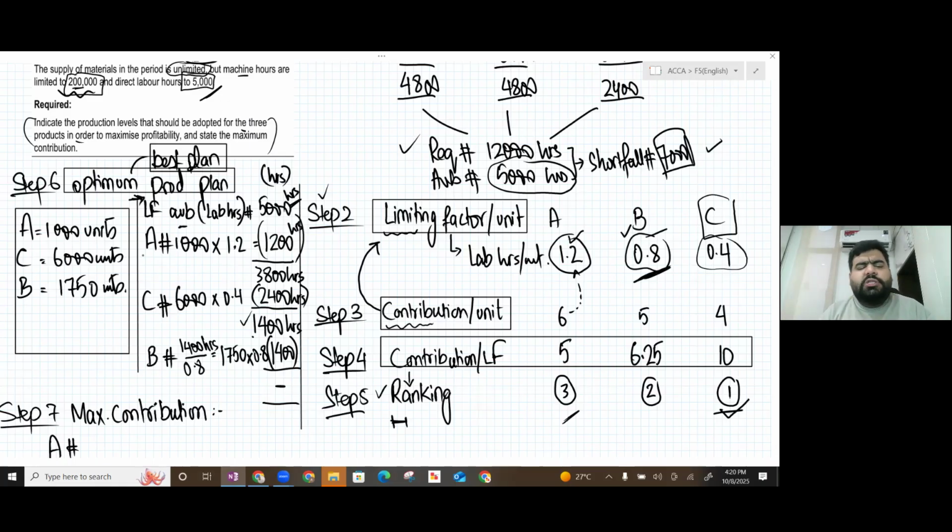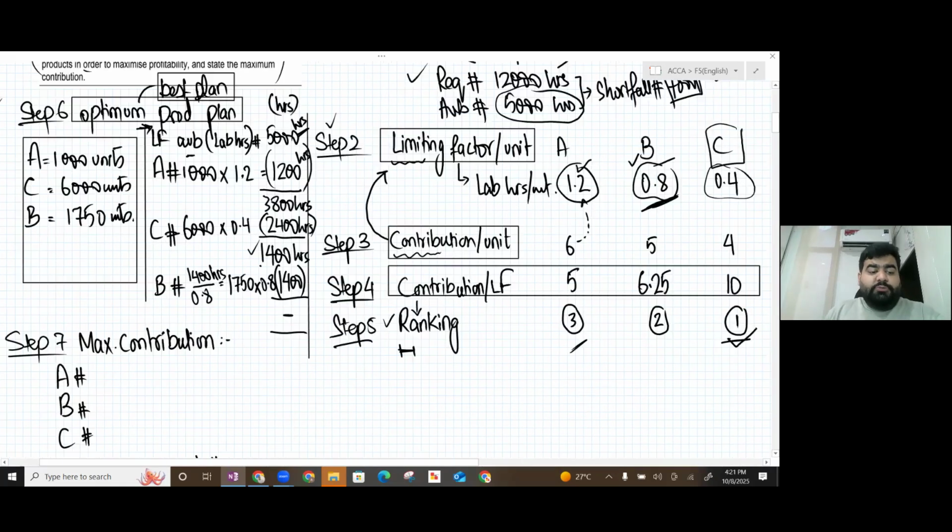But there was a policy that you have to make 1,000 units of A. It's a must. So in that case, we have to write A first. If there was no such policy, we would do C, B, and A. Here it's A, C, and B: A 1,000, C all units complete, and B only 1,750 units.